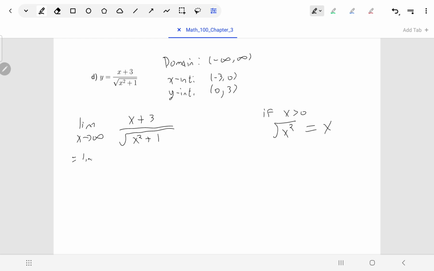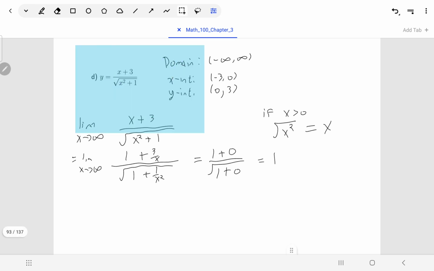So we would have the limit as x goes to infinity of x divided by x, which is 1. 3 divided by x is 3 over x. And then inside the square root, when I divide x squared by x squared, I get 1, and when I divide 1 by x squared, I get 1 over x squared. Now I can see that the top is going to 1 plus 0, and the denominator is going to the root of 1 plus 0, so 1 over 1, which is 1.